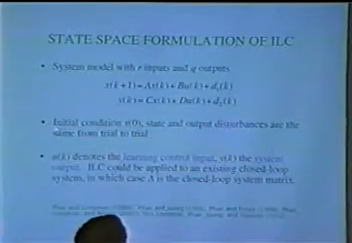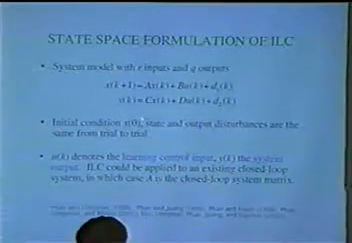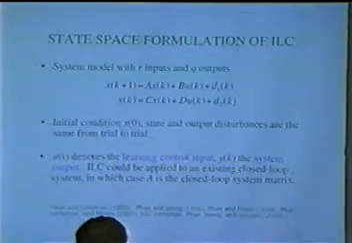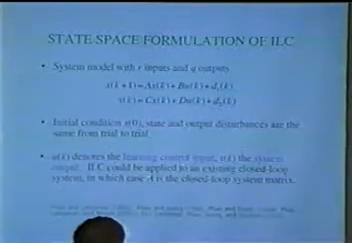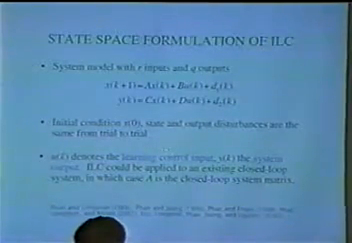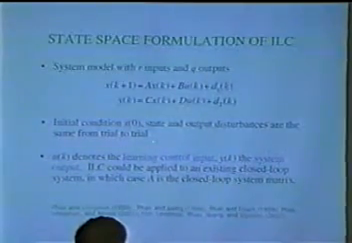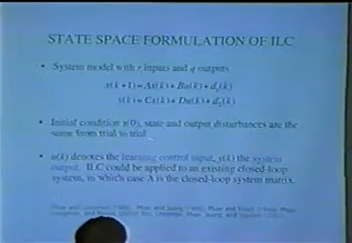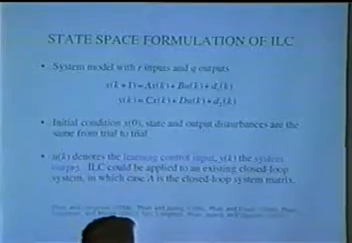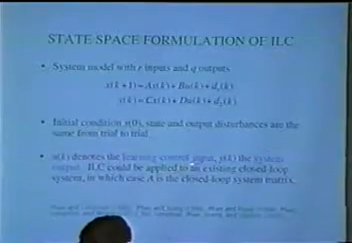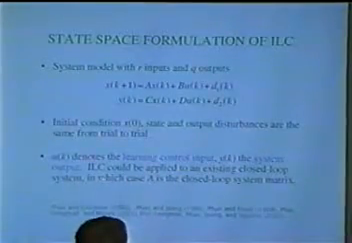Now, the system initial condition, x0, and the disturbances are assumed to be the same from try to try, okay? We can relax these assumptions later on, but this is the classical, simplest kind of learning control problem you can have, where the initial condition and the disturbance are repeating from try to try. In this formulation, U is treated as a learning control input, and Y is the system output.